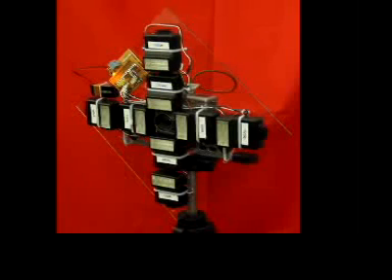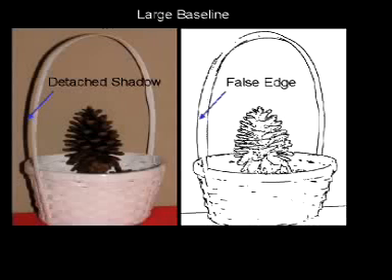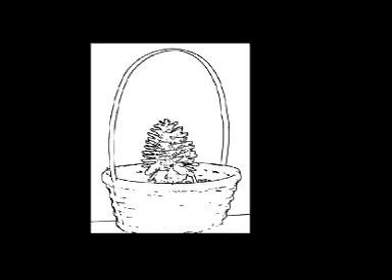We can make shadows easier to detect by placing flashes at a number of different baselines. However, when the baseline is too large, shadows may become detached from depth discontinuities. This problem can be solved by combining images from both small and large baselines.